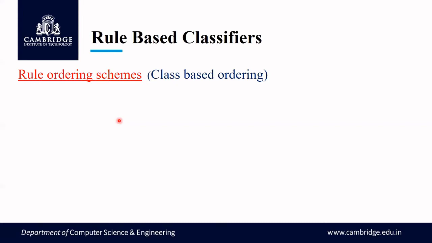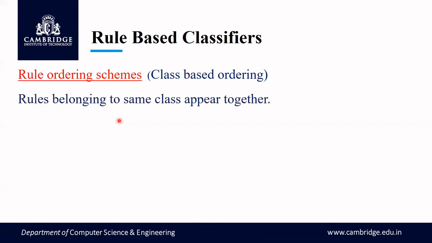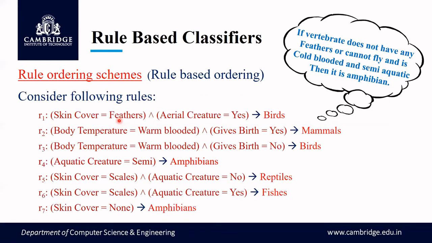Here in class based ordering, the rules that belong to the same class, we will cluster them together and put them together. So in the previous example, when you have seen here, the rules all are jumbled, right? I mean, the classes are all jumbled. I'm having birds here, a bird here, mammal here, amphibian, reptile, fish, amphibians. So these are jumbled. Why is it so?